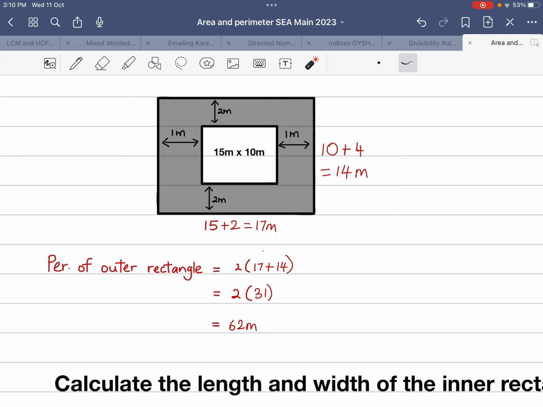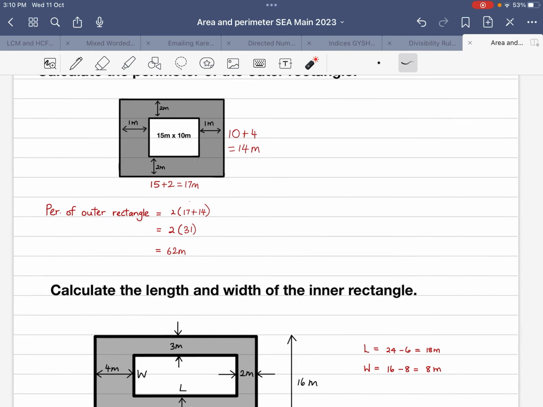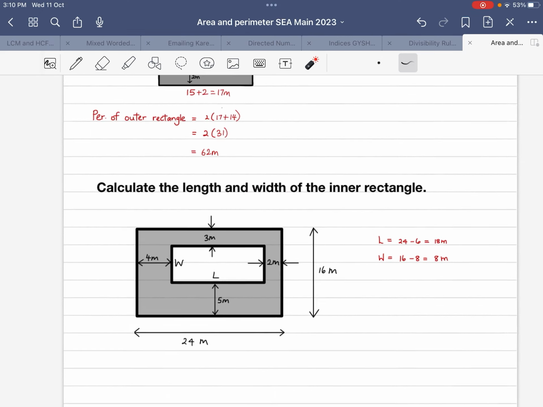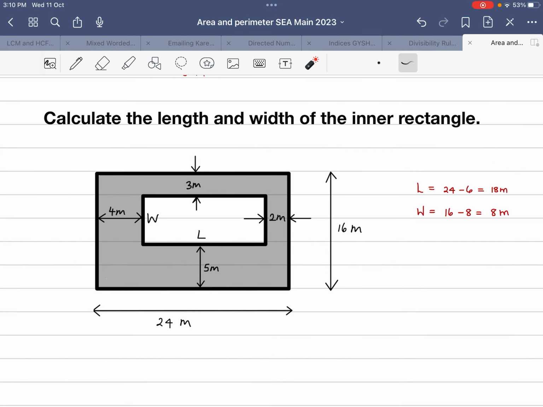So let's take a look at example 2. Calculate the length and width of the inner rectangle. So now we are given dimensions for the outer rectangle, and we have to determine the length and width of the inner rectangle.